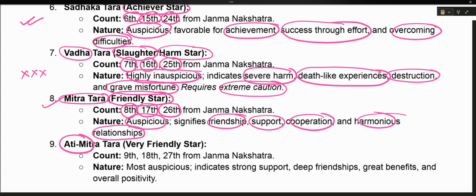The point to be noted here is that this is a Mitra Tara. Mitra means this is a normal friendly star. It will help you, it will support you. It has some limited kind of help. Next we have the 9th one. This is the highly auspicious, very friendly star.